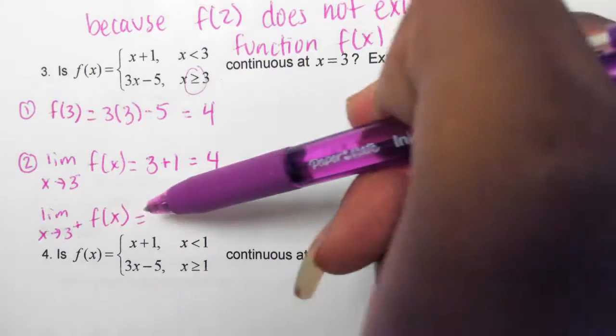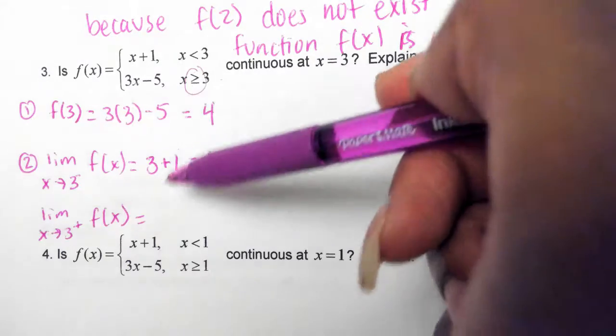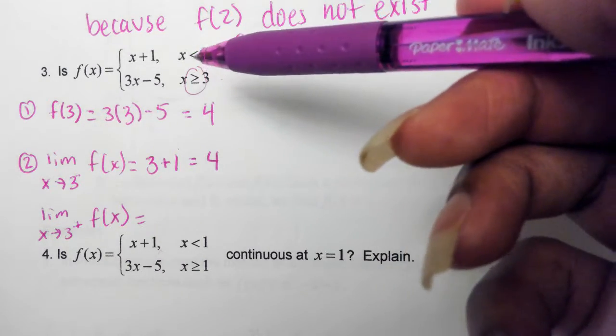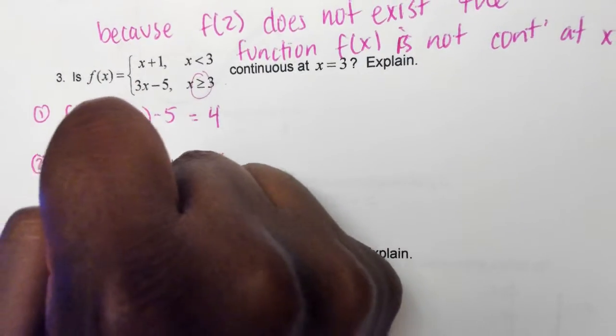And then, in order to find what f of x is approaching from the right of 3, we know that our values of x are going to be greater than 3, so we'll use our bottom function once again. 3 times 3 minus 5 equals 4. And because these are the same, we know that the limit as x approaches 3 of f of x will equal 4.